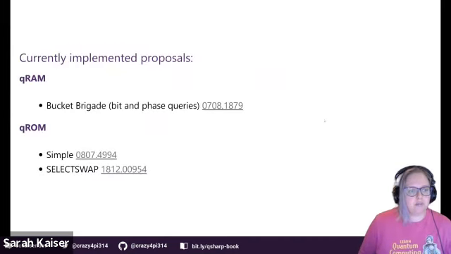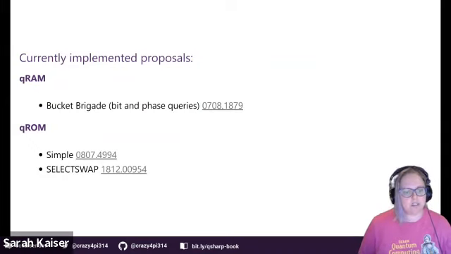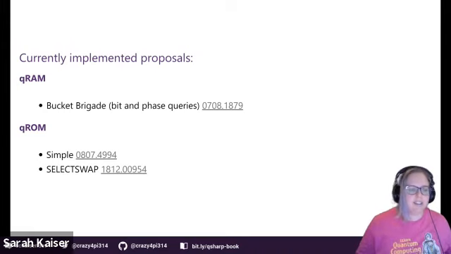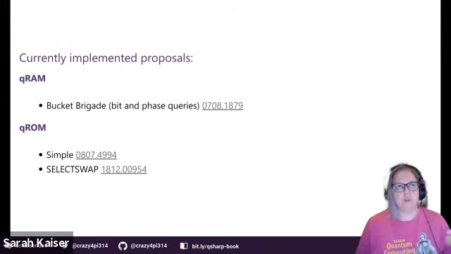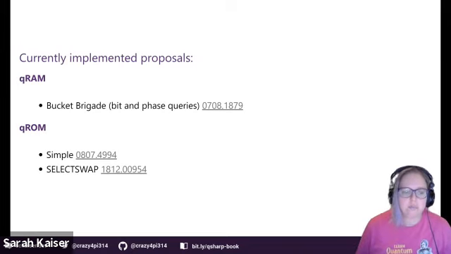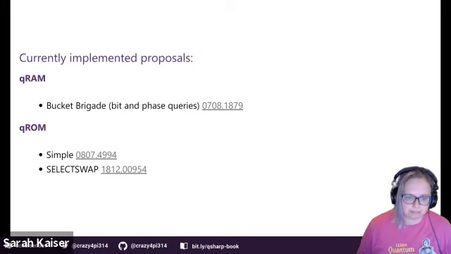Currently we have implemented bucket brigade with bit and phase queries for QRAMs and QROMs. Just like the classical distinction between random access memory and read-only memory, QROMs are quantum read-only memories, but those can actually be cheaper to implement. If you don't have to update the data, you can hard code what you want the data to be in a regular circuit. You don't even have to set aside qubits for it, you just have a circuit that you need to run. And we've implemented a few different versions of that.